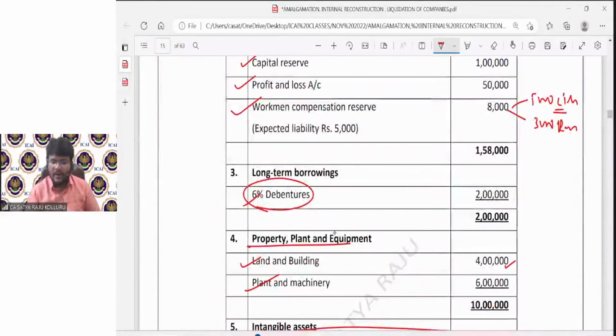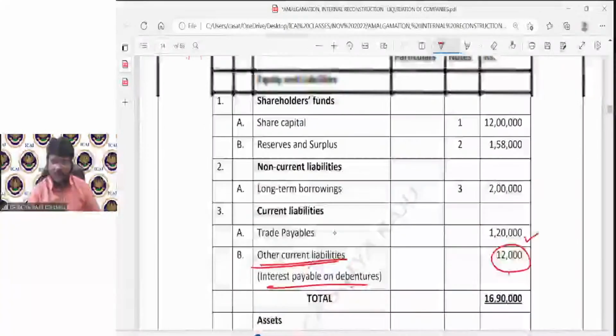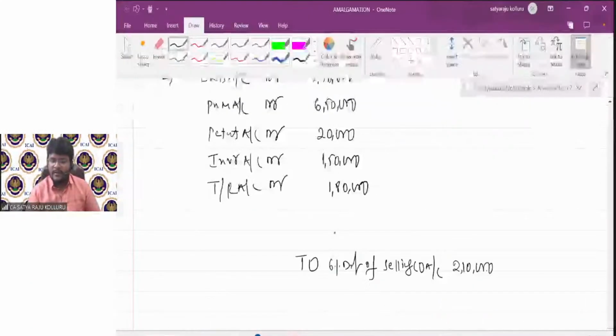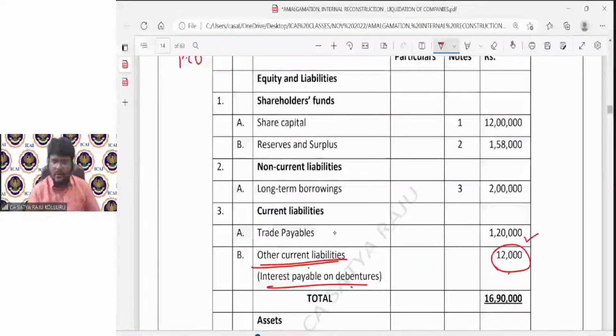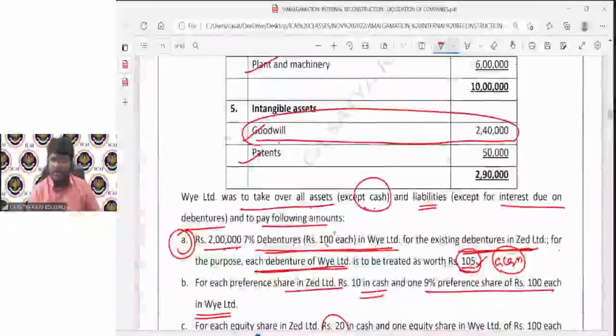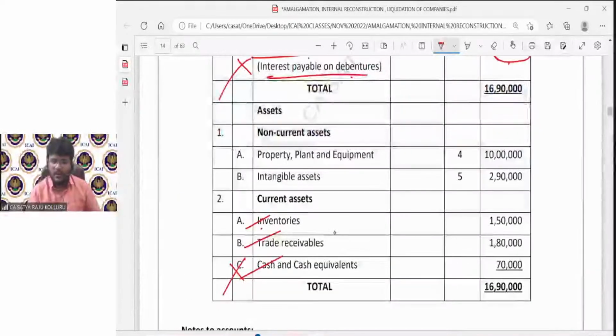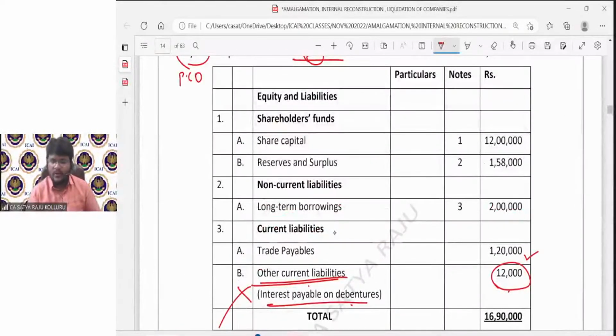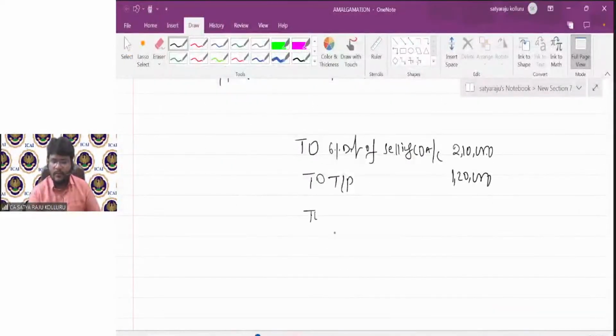What are all the other liabilities we are considering, guys? Please, all of you cross verify quickly. Trade payables, nothing was mentioned, which means we are acquiring it at book value only, at 1,20,000. Sir, is the outstanding interest on debentures taken over by the purchasing company? No, it is clearly given: except cash and outstanding interest on debentures, all assets and all liabilities are taken over by the purchasing company. Hope we considered all the liabilities, all outside liabilities. Am I right? Fine. Now you need to cancel the business purchase.